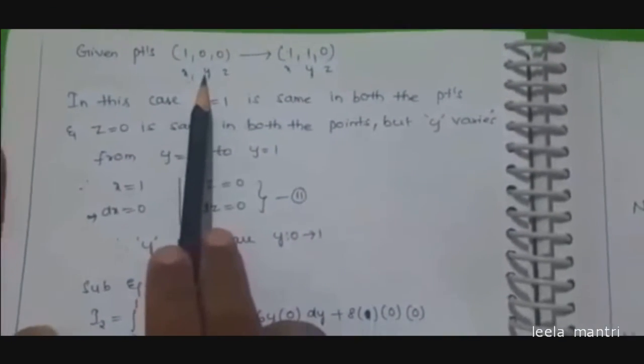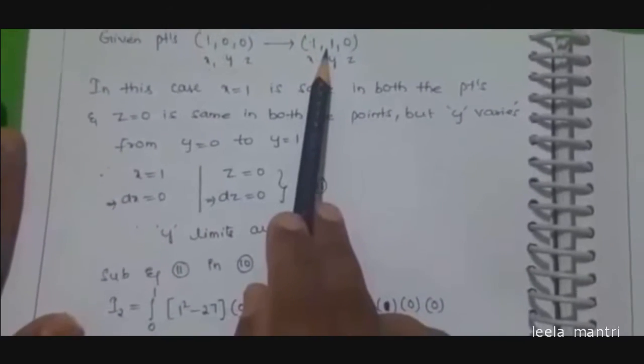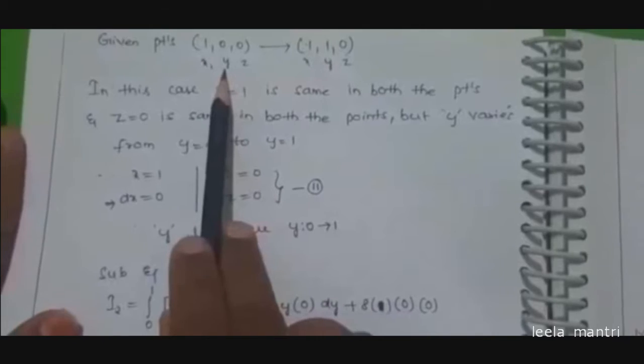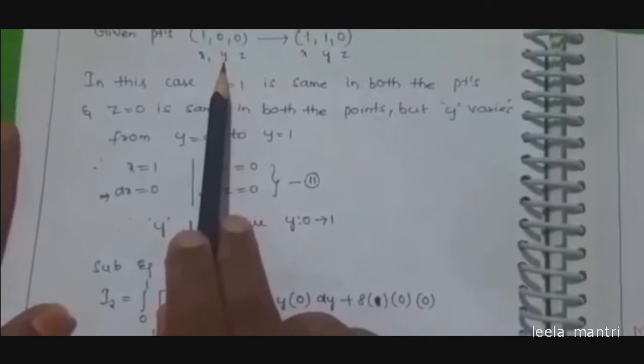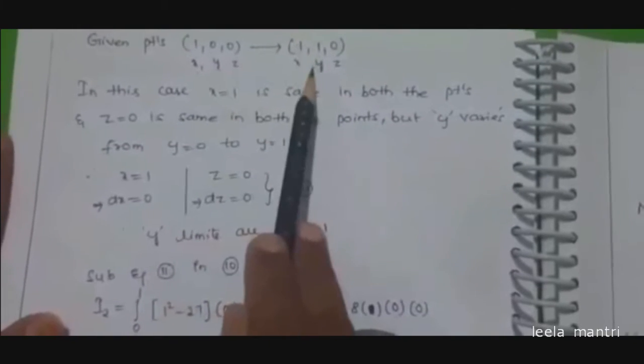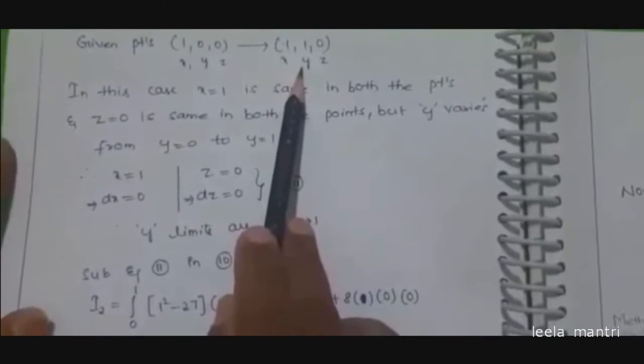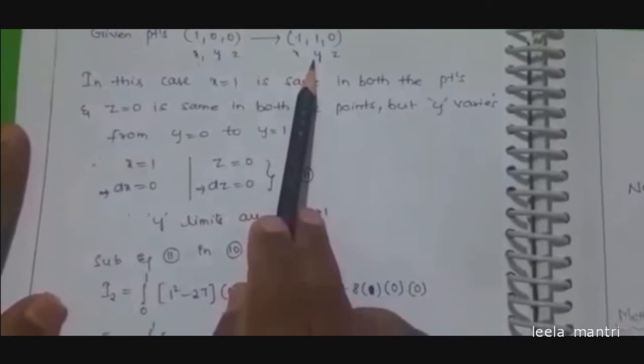Next, you are having y is equal to 0 in the first point and in the second point y is equal to 1. Means we are having the difference for the y value as 0 to 1. So you can convert your limits in terms of y as 0 to 1. Means the total equation will be converted in terms of the y value here.